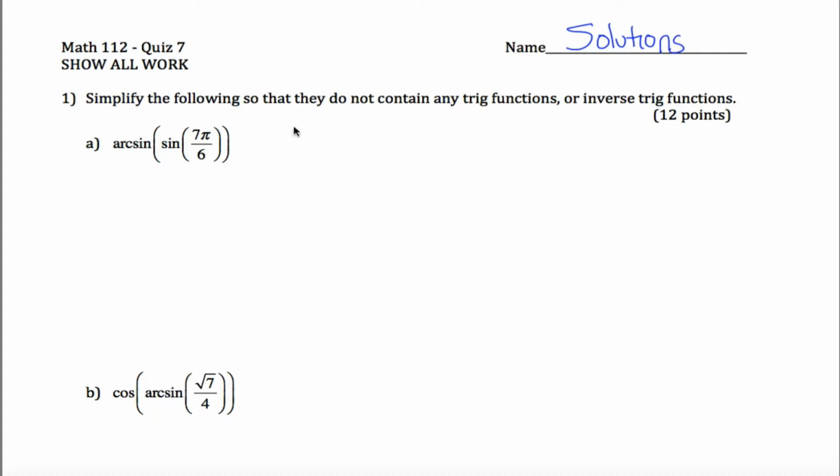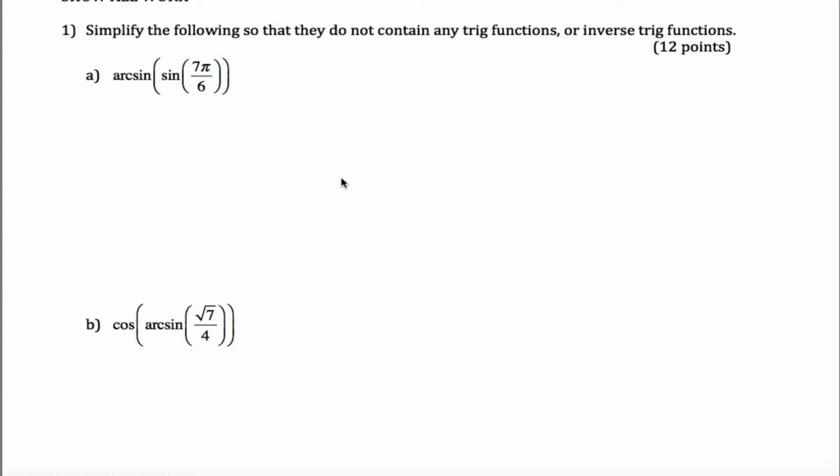All right, here are solutions for quiz 7 from Math 1 and 12. In these first problems we're just asked to simplify, essentially get rid of all the trig functions and inverse trig functions. For this first one, I think the easiest way to do it is figure out what the sine of 7 pi over 6 is, because that's a point on your unit circle.